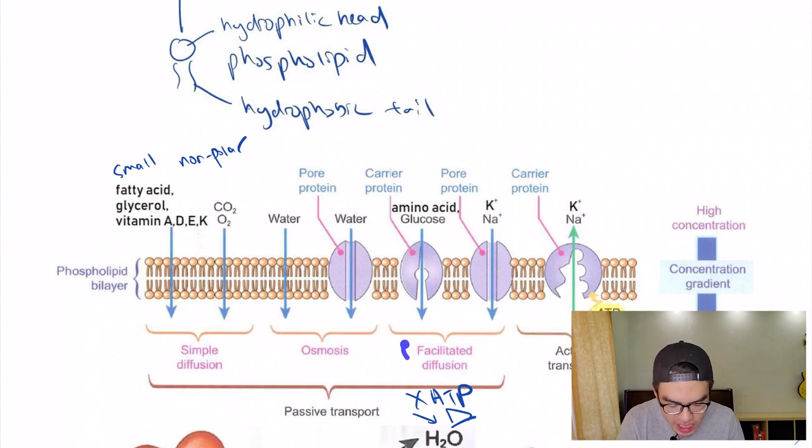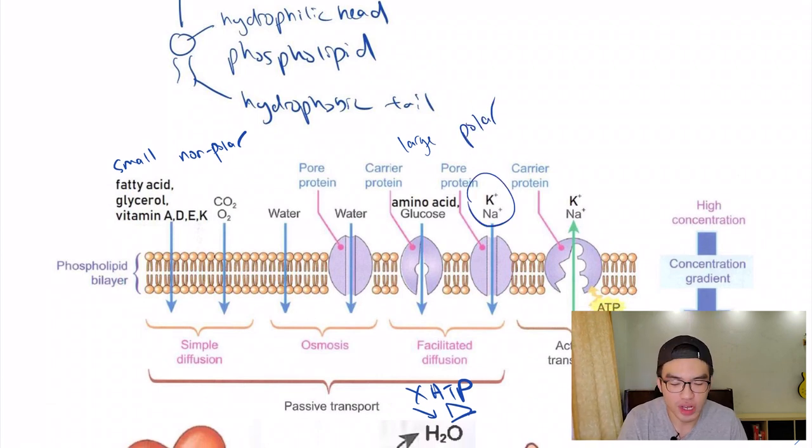And of course, facilitated diffusion is for substances that are large, and of course, if they are polar, meaning if they have charge. For example, potassium and sodium ions, you see they have a charge here. And of course, amino acid and glucose, they are very big compared to oxygen and carbon dioxide. Therefore, they need your carrier protein or your pore protein to help them go through.